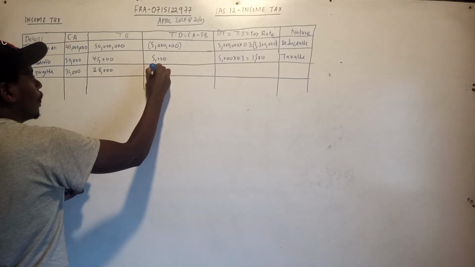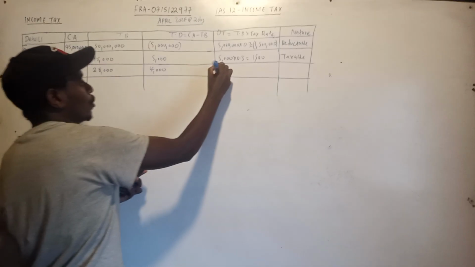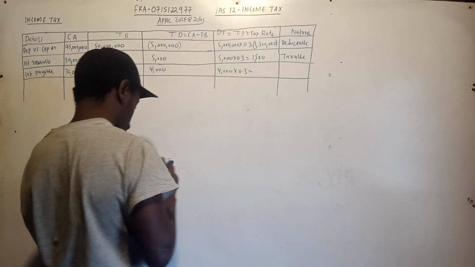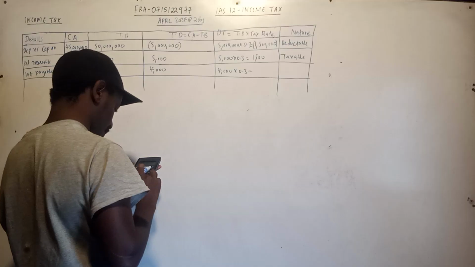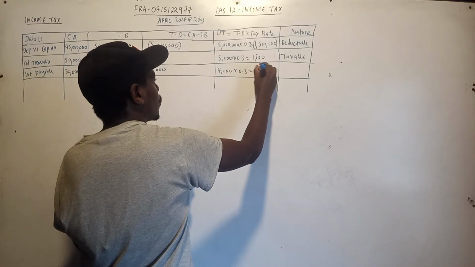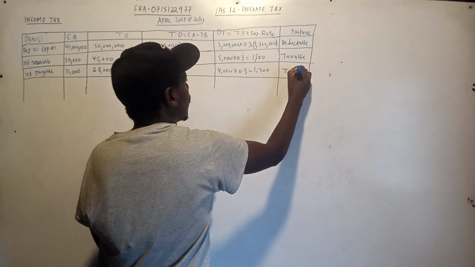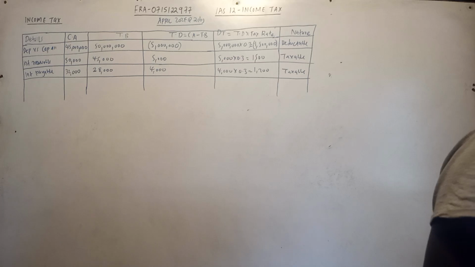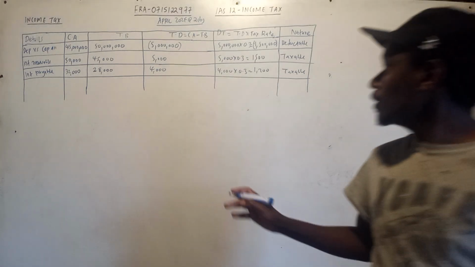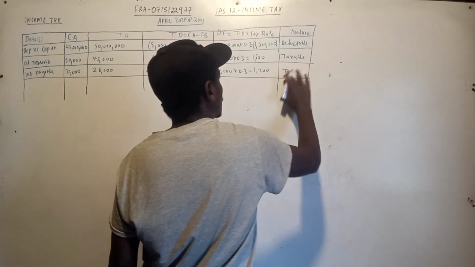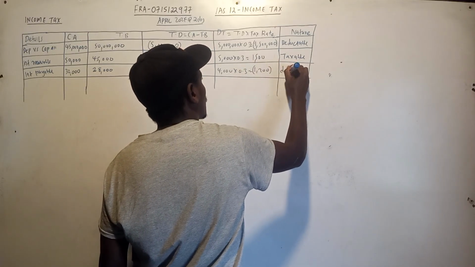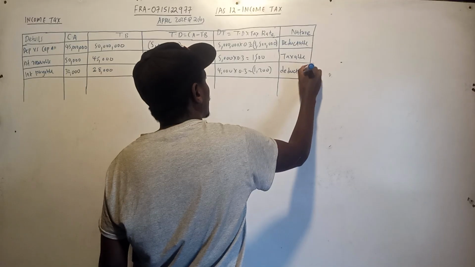The difference is 4,000, which is also taxable because it's positive. So 4,000 times 0.3 is 1,200. Now it is the opposite, because this one is payable. It's what we are paying. It's supposed to be deductible, because it's what we are paying.